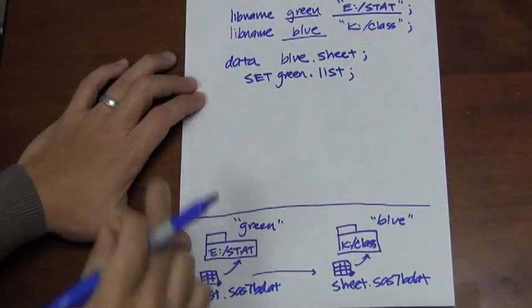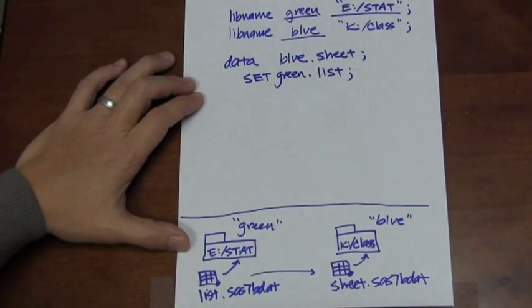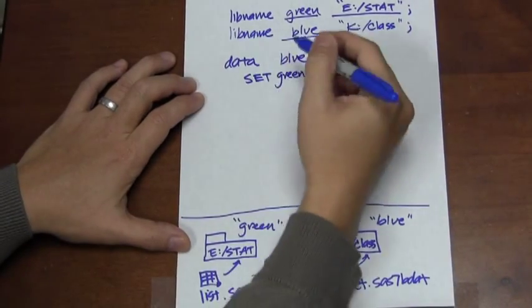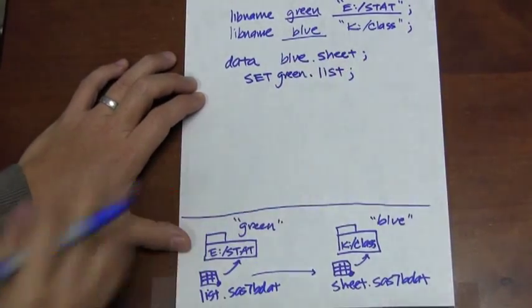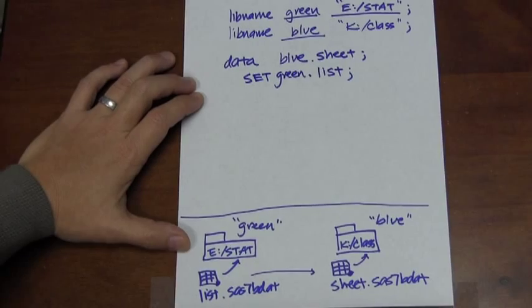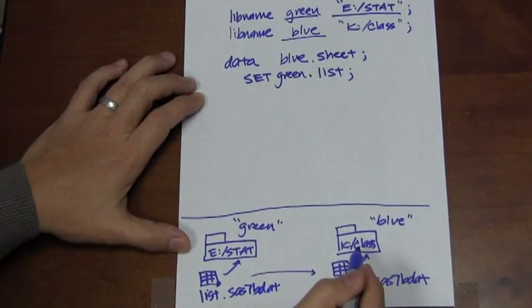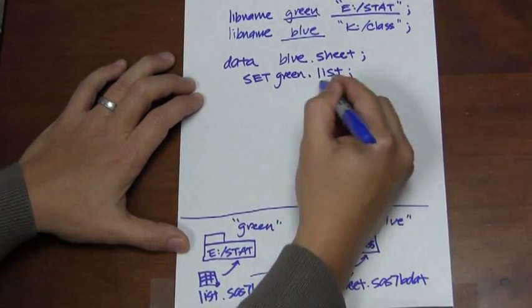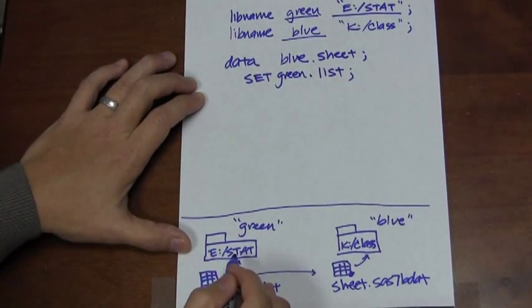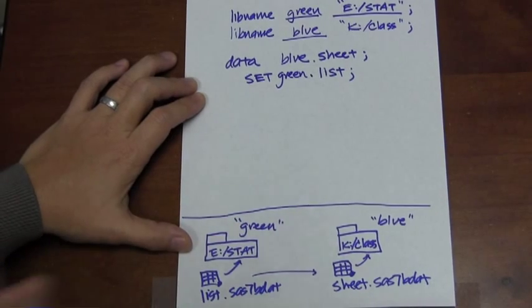So you'd need that. Data blue.sheet set green.list, and hopefully that makes sense. This will again create a new dataset matrix called sheet into this particular folder, referencing a dataset called list that exists in this folder. Now, I said this in class, but I'll say it again.